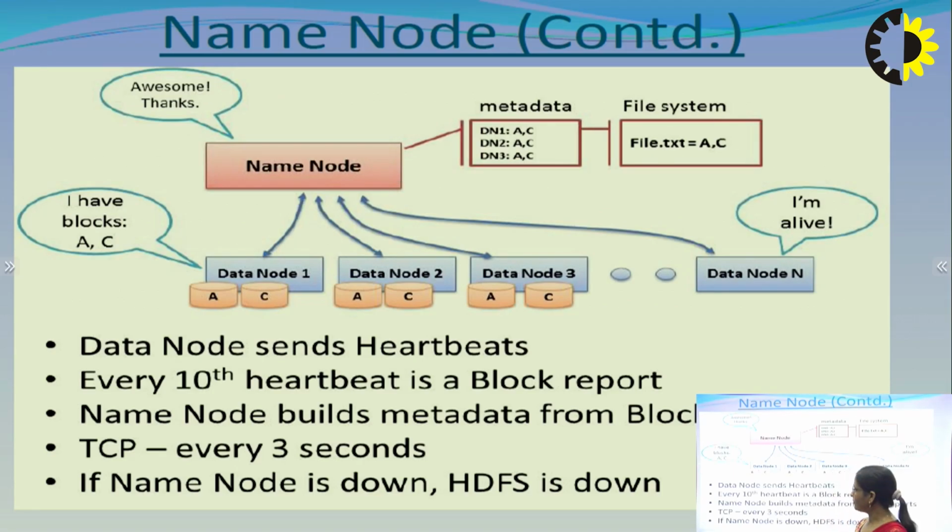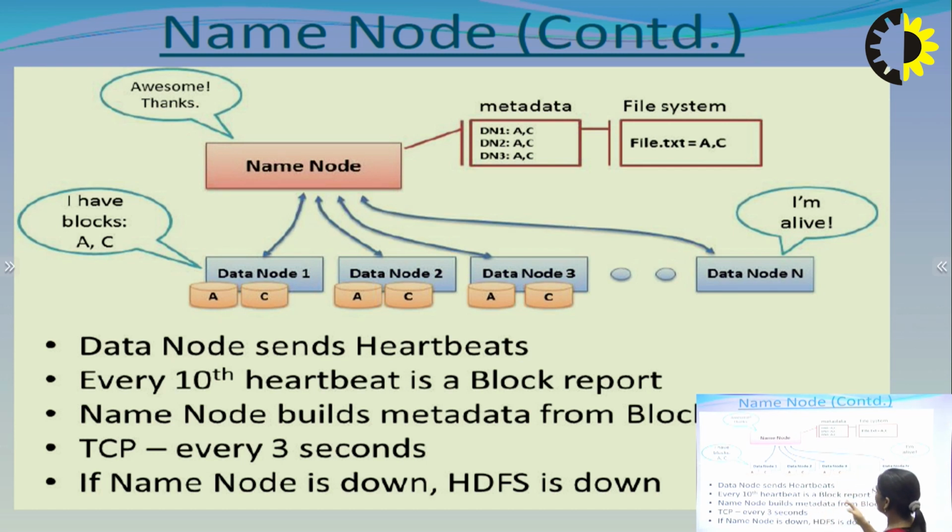Here is the diagram of the name node. Here, this is the name node, and the name node has metadata, that is, dn1, data node 1, has a copy, then dn2, dn3, and here the file system. That means metadata stores the details of the data nodes. And here data node 1 contains 2 blocks, A and C, data node 2 contains A and C, data node 3 contains A and C, and in this way many data nodes are available.